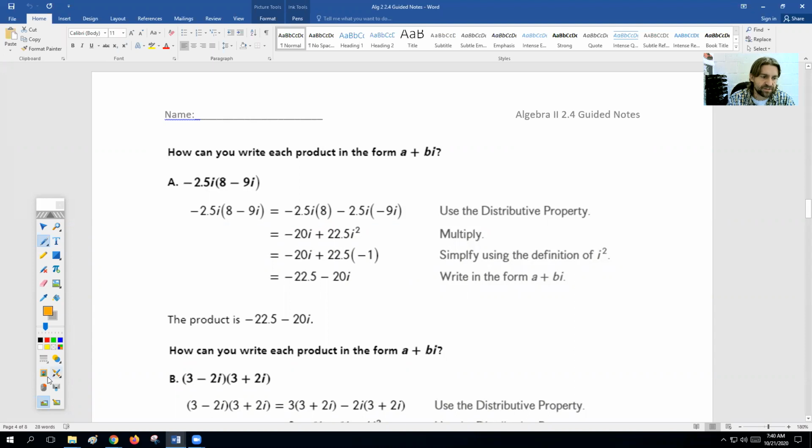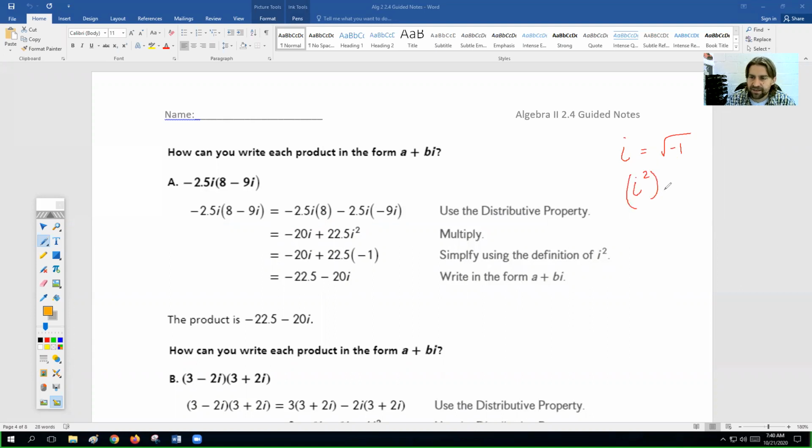A big concept before we begin is to remember what's special about the imaginary number i. Remember that i is the square root of -1. So if I square i, if I times it by itself, I'm going to take the square root of -1 times itself, or squared. And squares and square roots cancel out. So i squared becomes -1.